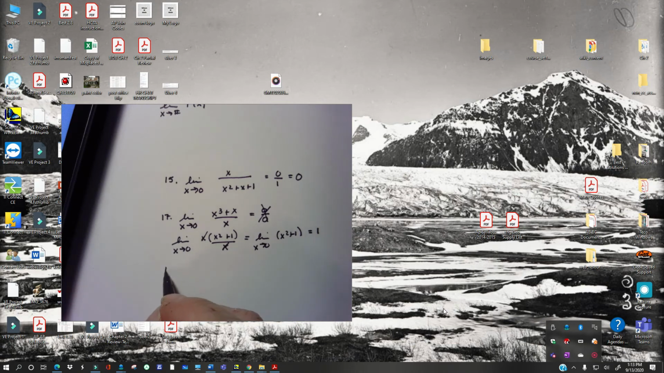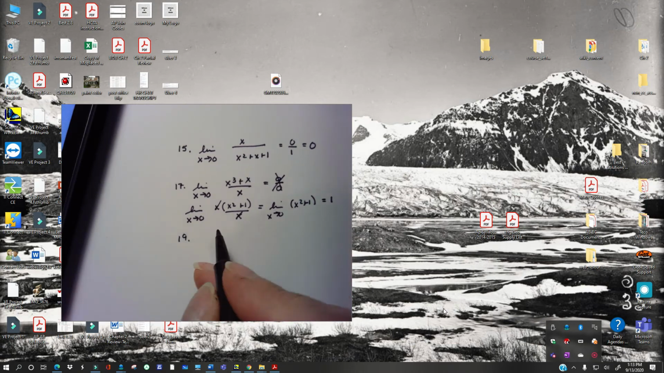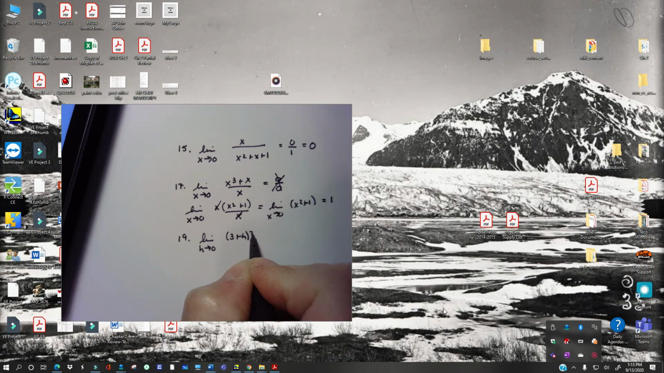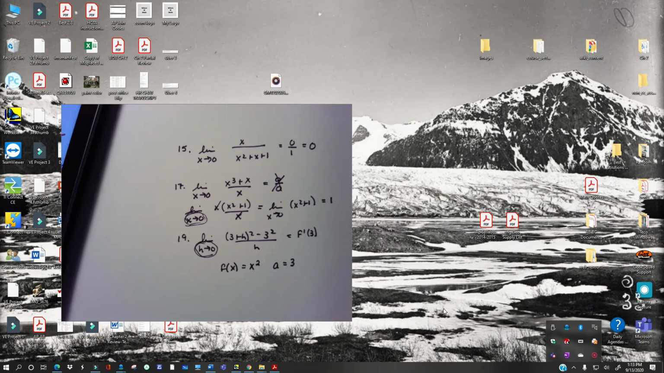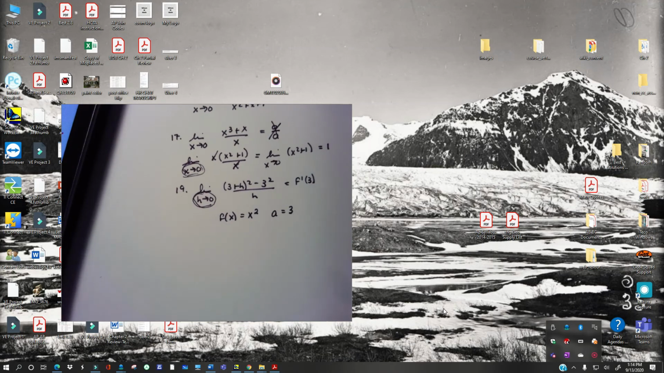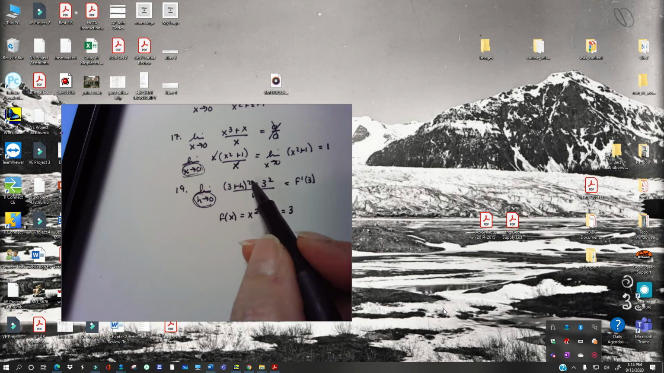And in number 19, they're trying to trick you because it's a little different now. Now they want the derivative at x equal to 3, right? You notice that these were x approaching something. This one is h approaching something. So this means, what is f prime of 3? Well, what's the function? The function is x squared, and our a is 3, right? So all we need to do in this case is use the limit definition, right? So we can just use this right here.